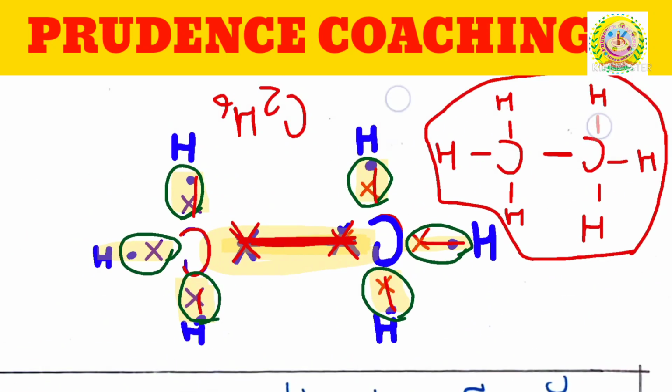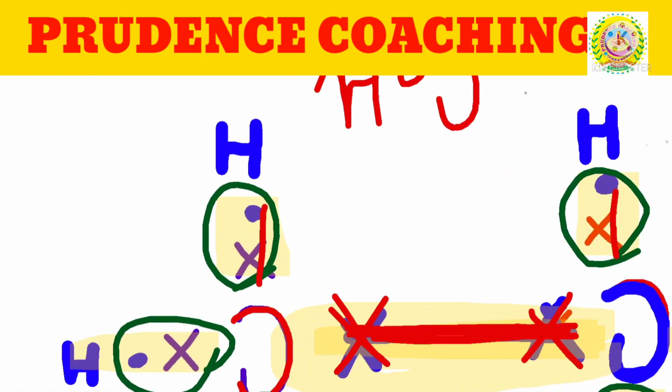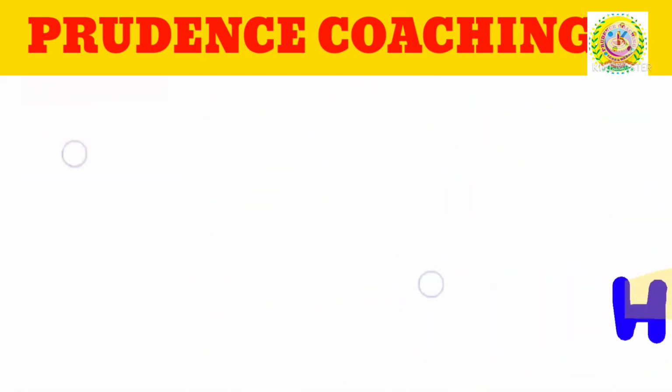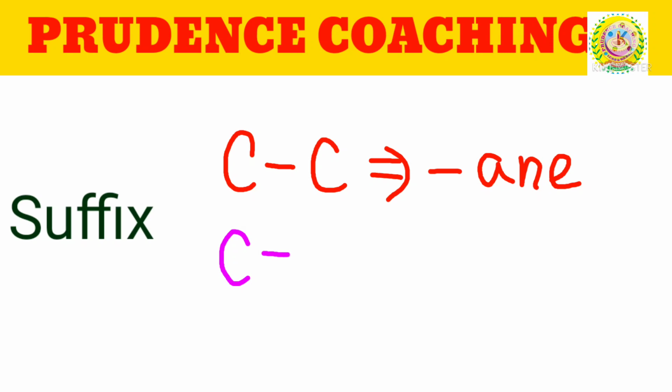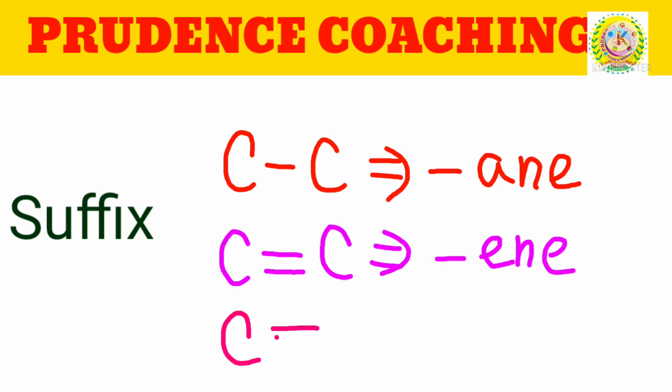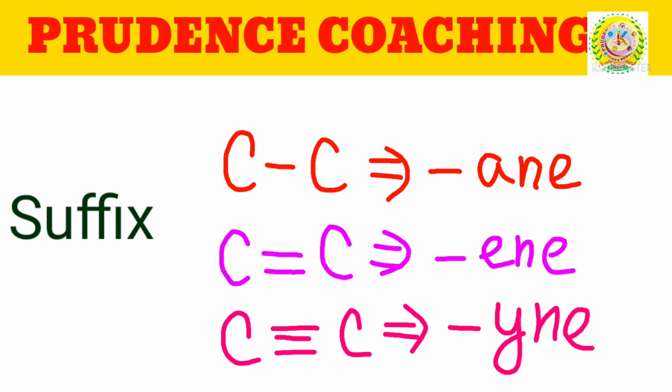Now how many bonds are there between the two carbons? We have one single covalent bond, so we will use ane, eth-ane. Why ethane? Because as you can see here, if the bond between two carbons is single, if one covalent bond is there between two carbons, we use the suffix ane. So this compound which we have drawn is ethane.